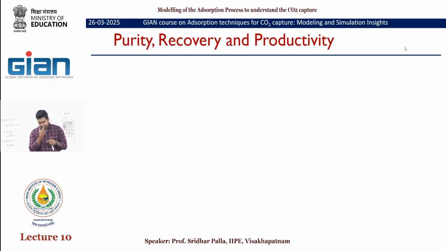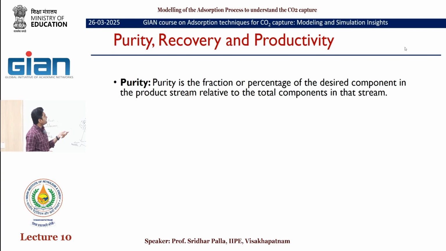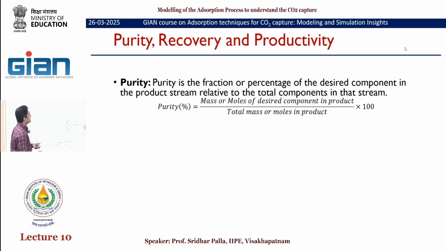So there are very important performance metrics. These terms you will hear when you are doing pressure swing adsorption, vacuum swing adsorption, or temperature swing adsorption: purity, recovery, and productivity. Okay. So purity is the fraction or percentage of the desired component. Our desired component is CO2 in this case. Okay, in the product stream relative to the total components in that stream. Okay, how much CO2 is coming out. That is either mass or moles of desired component in the product to the total mass or moles of the product.